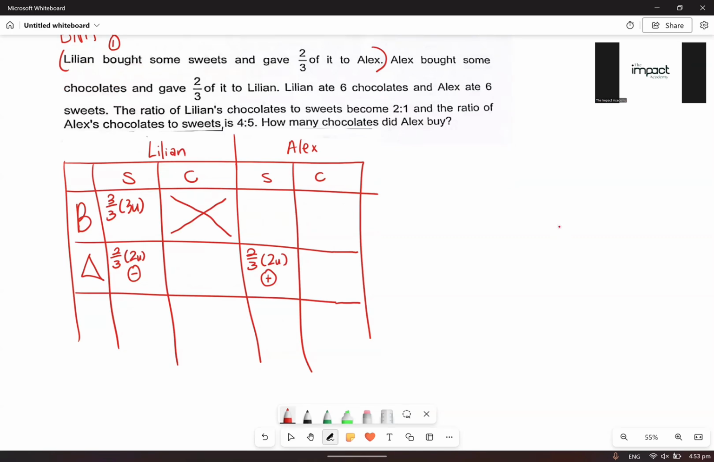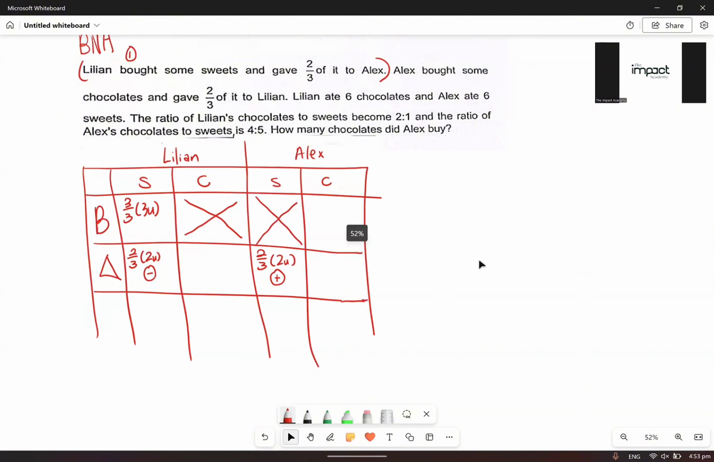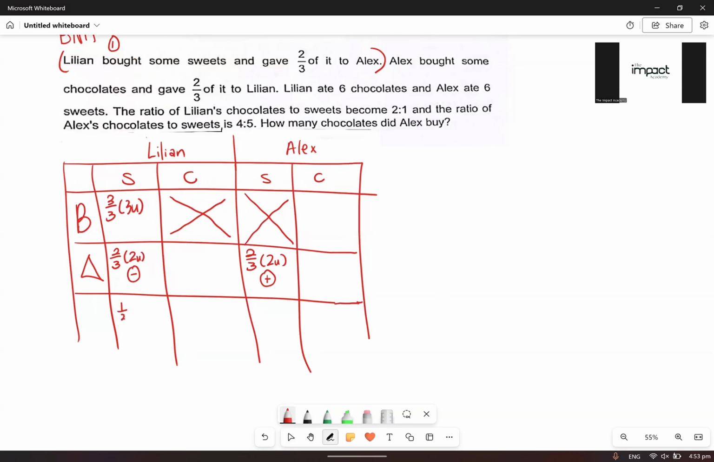Does Alex have any sweets at first? Well, I don't think so. So I'm not going to put anything here, right? Or maybe you can just cancel this away. All right. Alex doesn't have any sweets at first. Okay. What else can I have? I will have 1/3 over here. This is 1 unit. True. Okay, so this is my change number 1, and then I have my after number 1.